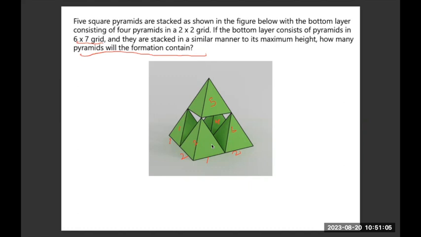Here you are given 5 pyramid stacks, which is 1, 2, 3, 4, 5, and these 5 pyramids are happening in a 2 by 2 grid, which is 2 pyramids here and 2 pyramids here. When this 2 by 2 grid converts into a 6 by 7 grid, how many pyramids will be formed? How many such small pyramids will be formed in that 6 by 7 grid is what you have to find.